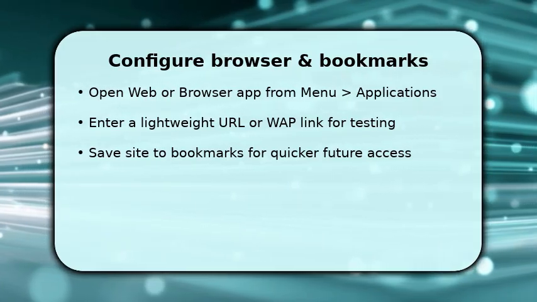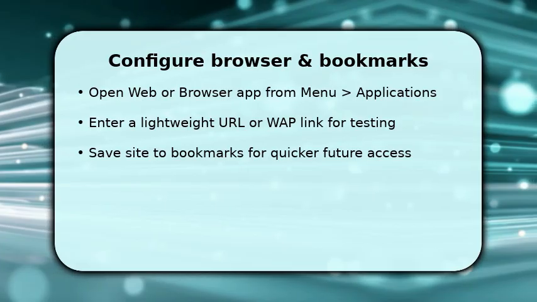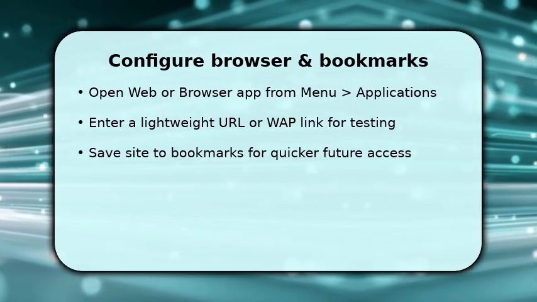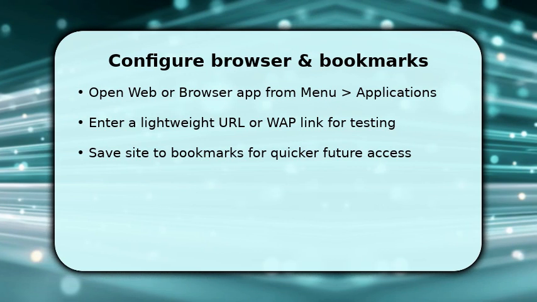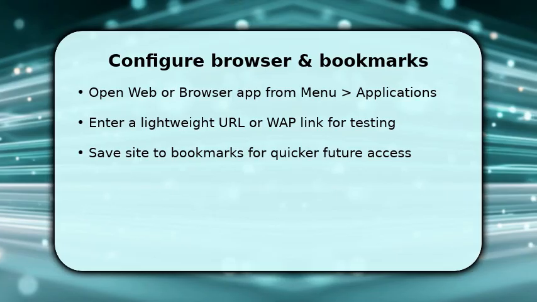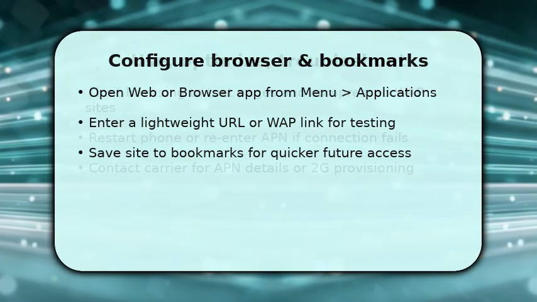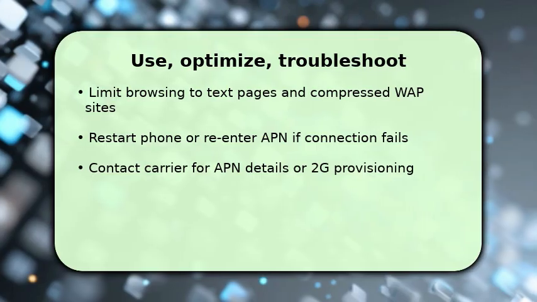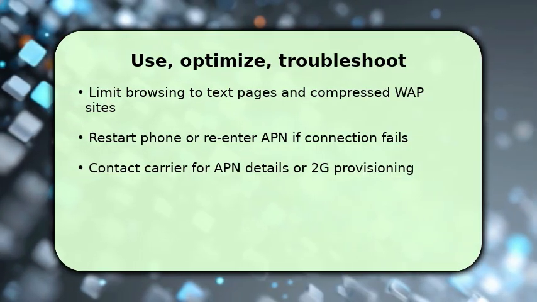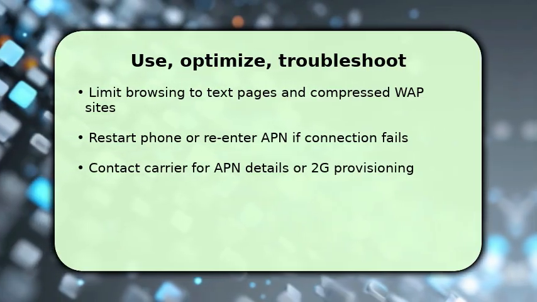Make sure to save any frequently used links as bookmarks so you avoid repeated typing on a numeric keypad. If required, adjust browser settings like character encoding or image loading to reduce data and speed up pages. You can now use the browser for basic tasks, news headlines, text email gateways, or simple WAP services. To optimize performance, turn off images and stick to text versions.